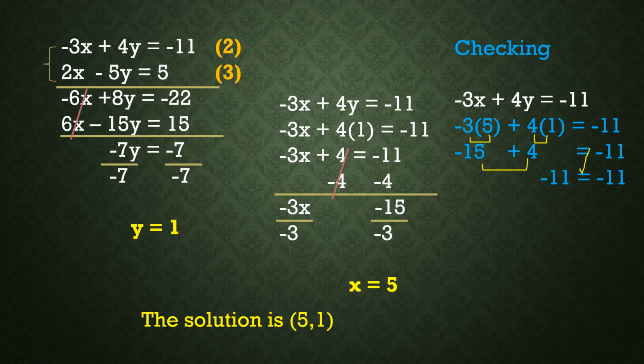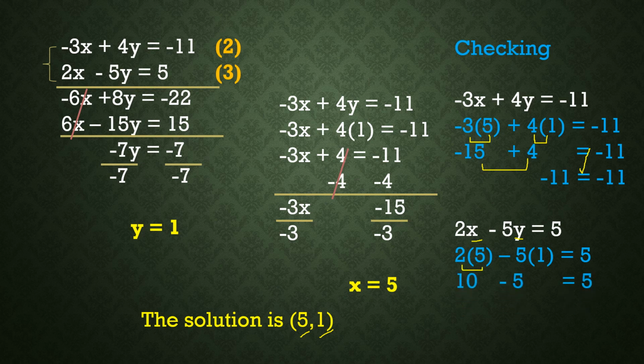So they are equal. Next, 2x minus 5y equals 5. Again, replace x and y by the values 5 and 1. That will be 2 times 5 minus 5 times 1 equals 5. Are they equal? So we have 2 times 5, that will become 10, and then negative 5 times 1 is negative 5. 10 minus 5 is 5 equals 5. So they are equal. Therefore, the solution 5, 1 is correct.